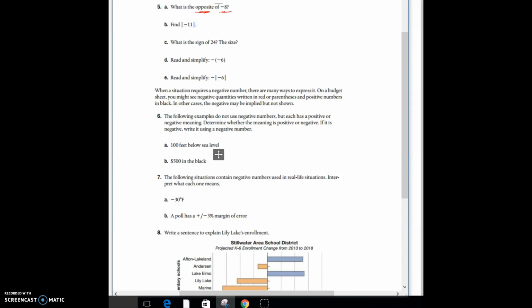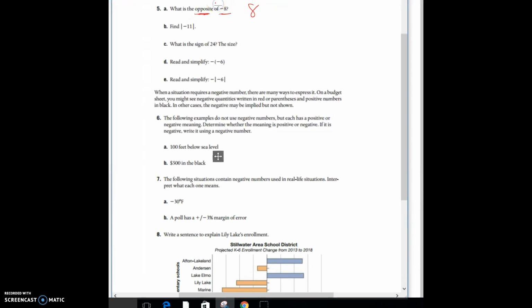So what is the opposite of owing $8? Well, that would be a positive 8, having $8. In math, the way we'd write this is the opposite of a -8. And so when you take the opposite of a negative, that's going to end up making it positive. This is saying what is the absolute value of a -11, which is really saying how far is it from 0, which is 11.